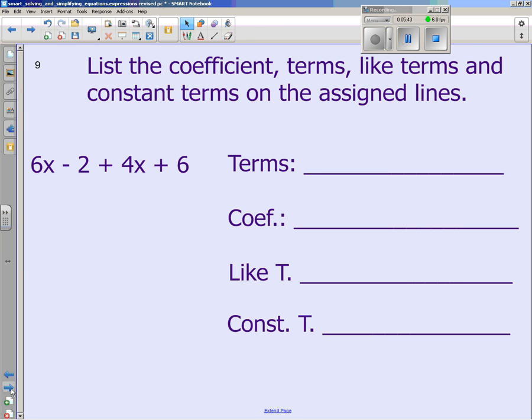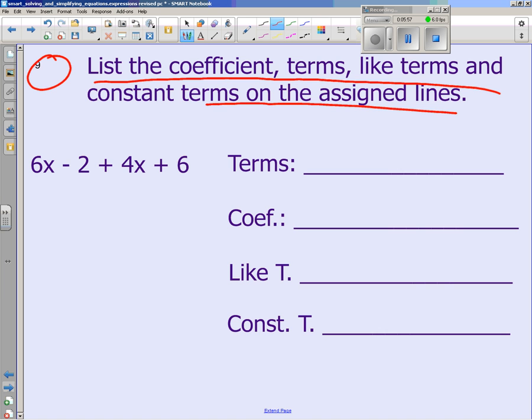Please go on to page 9 and put your appropriate heading for page 9 on there. And I want you to actually write this full page out. I want you to write this part up here. List the coefficients, terms, like terms, and constant terms on the assigned lines. Because you're going to see questions just like this on a unit assessment. And I need you to be able to really be familiar with what they're asking you to do.